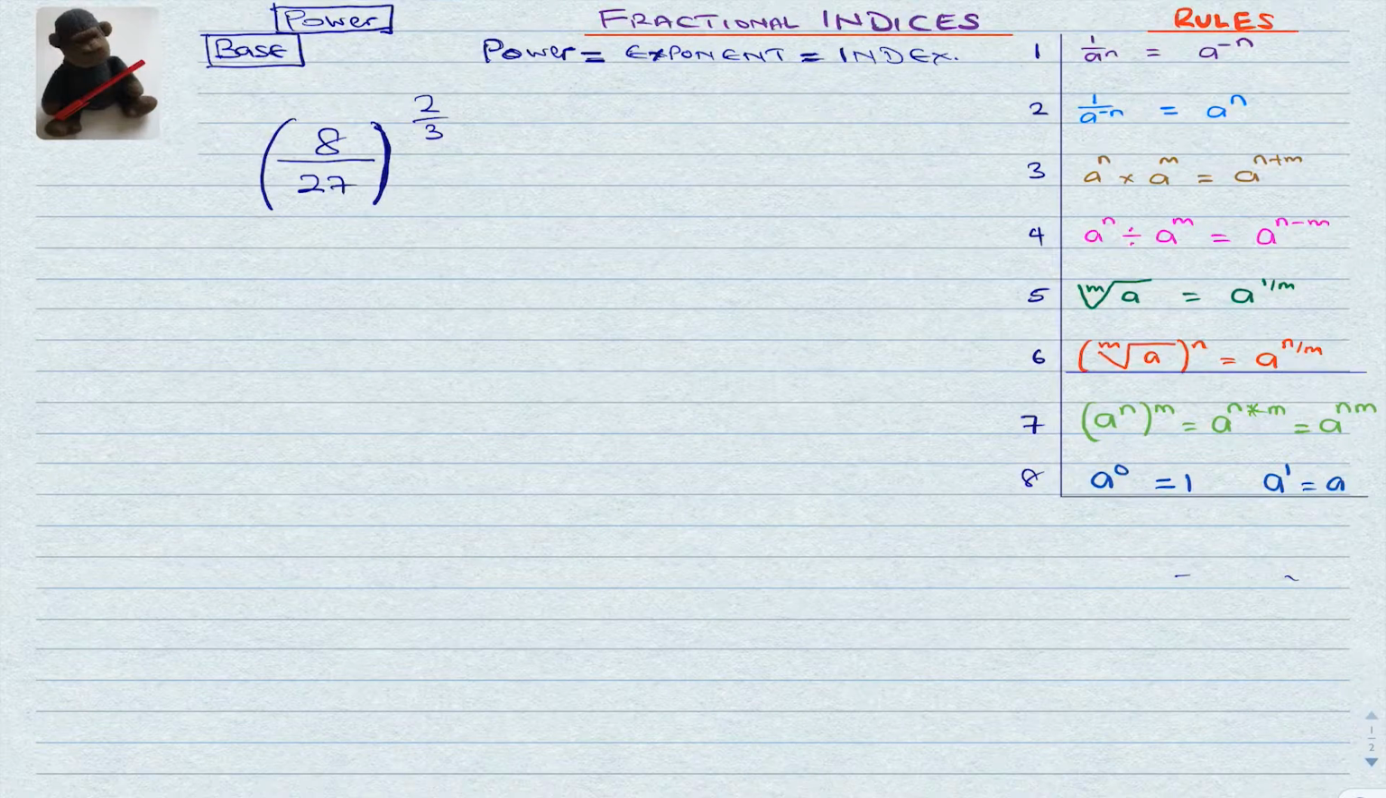Here's another question. 8 over 27 to power 2 over 3. In this case, the clue again is in the 3. Remember, the denominator is giving you the clue. Look at the numbers in the bracket. Is there a number you can multiply by itself 3 times to get 8? Yes, there is. So you can do 2 times 2 times 2. And for the denominator, it's 3 times 3 times 3. Right. So you just do that.